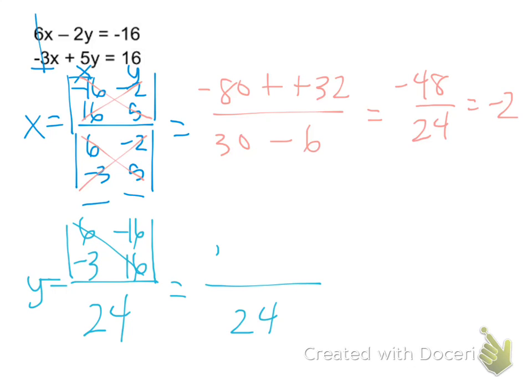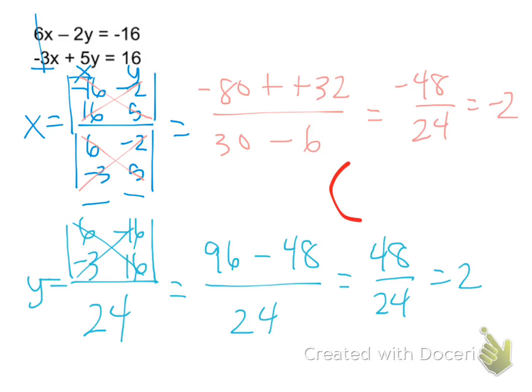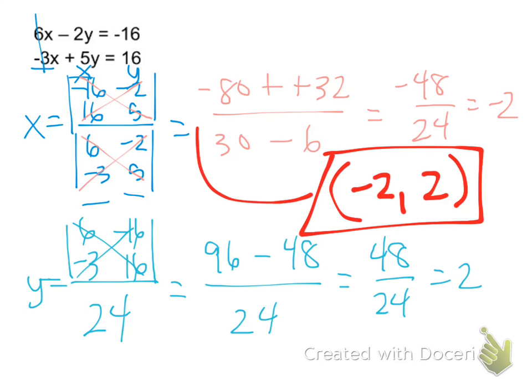6 times 16 is 96, minus -3 times -16, which is 48. And again, when I subtract these, I get 48 over 24, which is 2. So my solution is going to be -2, 2. And if you plug these values into your original equations, you'll see that they do in fact work.